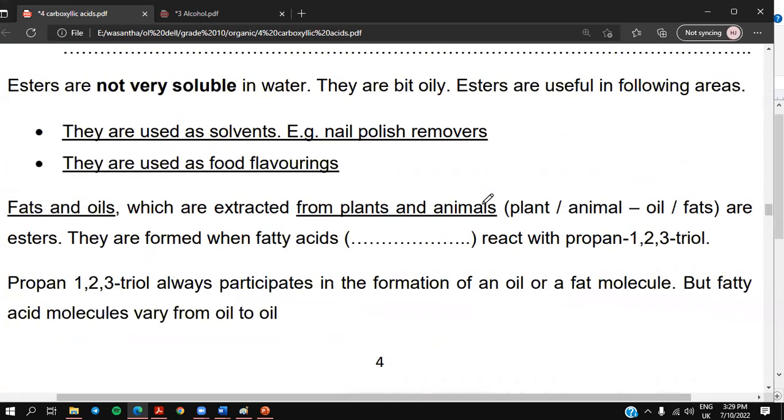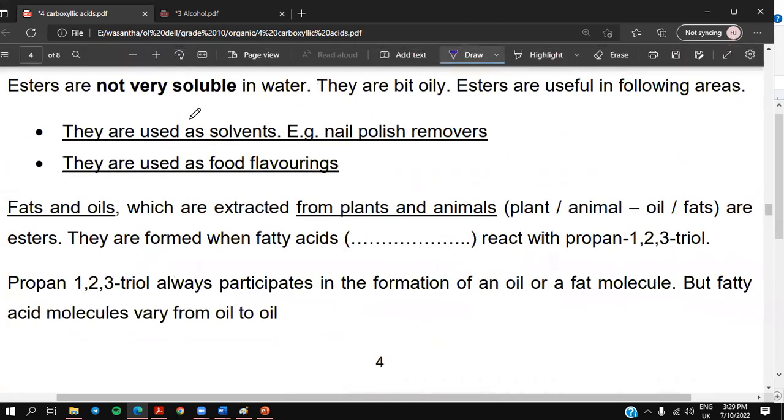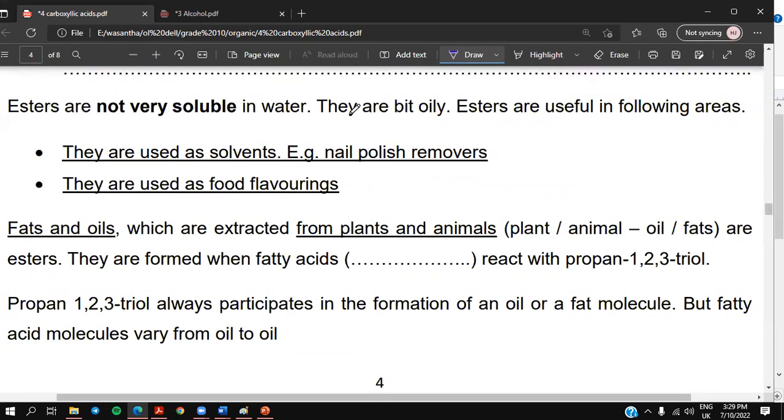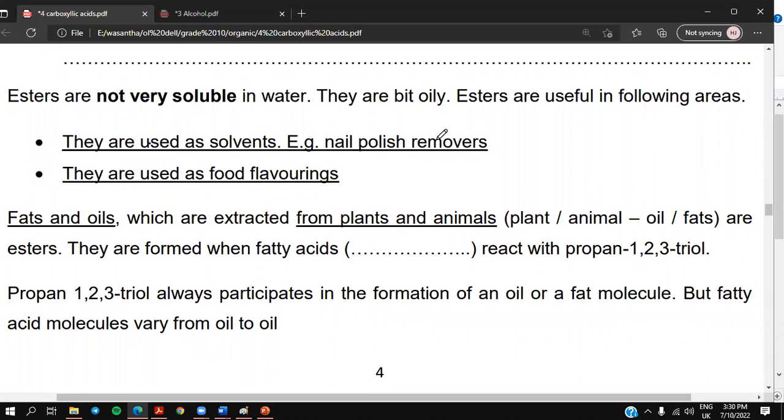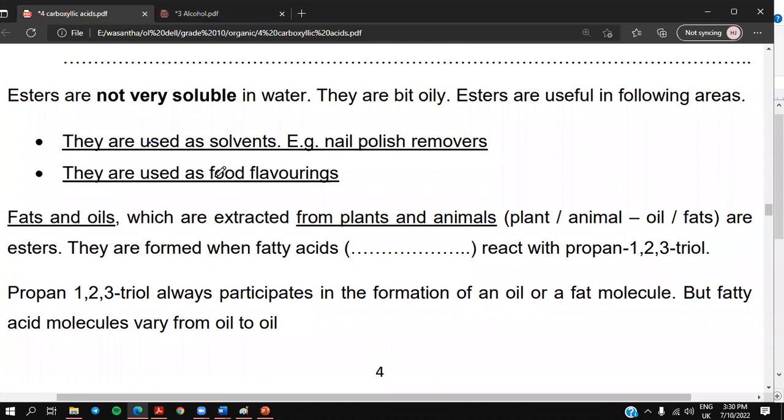Why do we talk about these esters? These esters are not very soluble in water. They are not water soluble. They are a bit oily. And these esters are used for some applications. One is they are used as solvents, for example nail polish removers. When you go to a cosmetic shop and ask for nail polish remover, think that you are going to buy esters. And also, they are used as food flavoring. And afterwards, the lesson goes on to talk about fats and oils. I think I have to talk about the last part of esters in the next lesson.